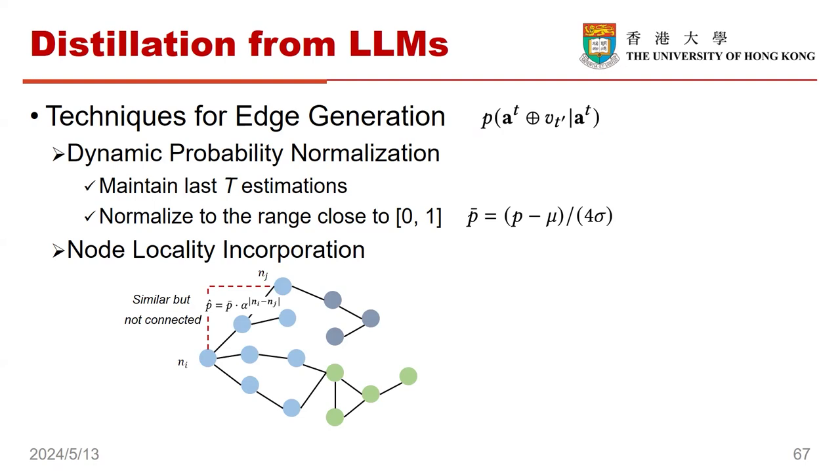And the second technique is the node locality incorporation. As the former generation algorithm is completely based on semantic similarity, it tends to connect all nodes with close semantics together. However, this is not the case in real-world applications. Due to people's and items' limited accessibility to other nodes, usually one node can only connect to a subset of its similar nodes. To simulate this phenomenon, we randomly assign a locality index to each node and calculate a locality similarity score using these indexes. So these locality similarities are used to recalibrate the estimation to limit the accessibility of the nodes.